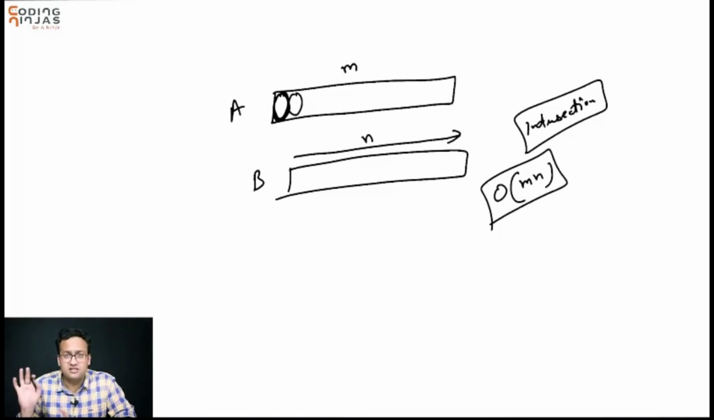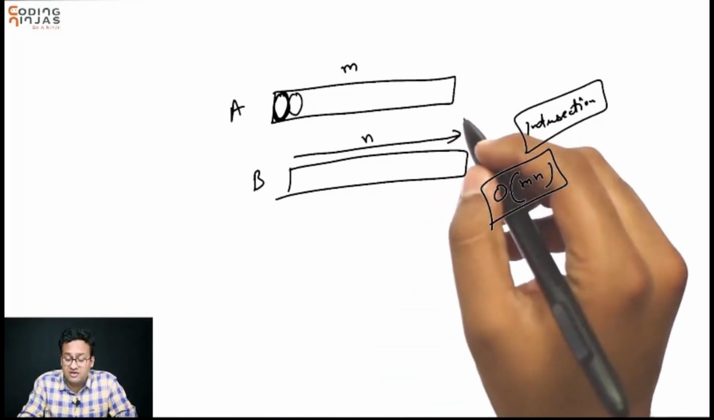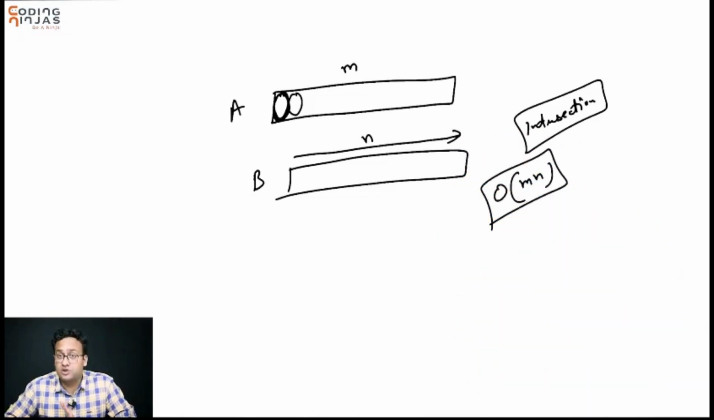Space complexity is nothing because we are not creating any extra array. The only two arrays I am using are the ones that are part of the input. I am not creating any extra array, so space complexity is not an issue. Time complexity is something that will be an issue.